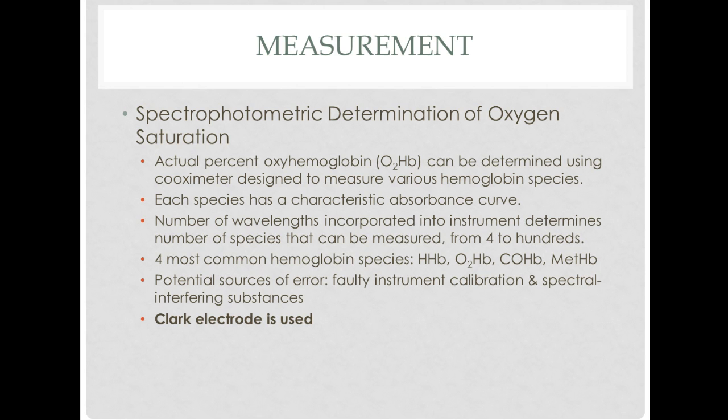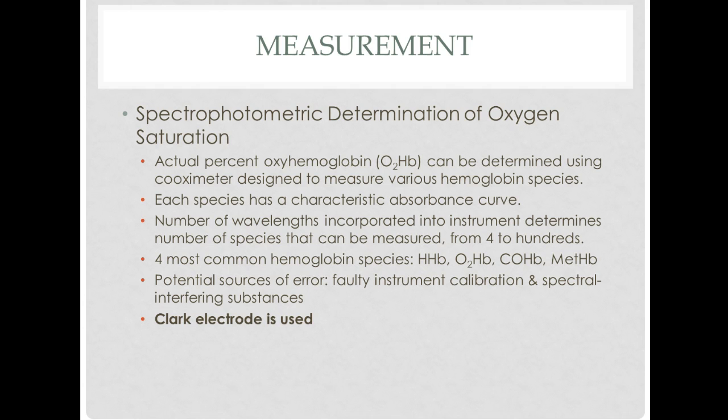Okay, so when we talk about the measurement of these different things, especially with oxygen saturation, we can use a spectrophotometric determination. The actual percent of oxyhemoglobin can be determined using a co-oximeter designed to measure various hemoglobin species. Each species has a characteristic absorbance curve. The number of wavelengths incorporated into the instrument determines the number of species that can be measured, from 4 to hundreds of them. We look at the four most common: hemoglobin, oxyhemoglobin, carboxyhemoglobin, and methemoglobin.